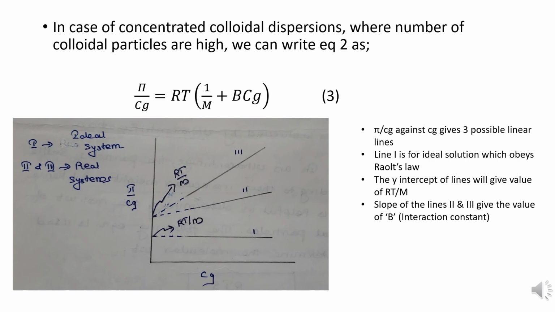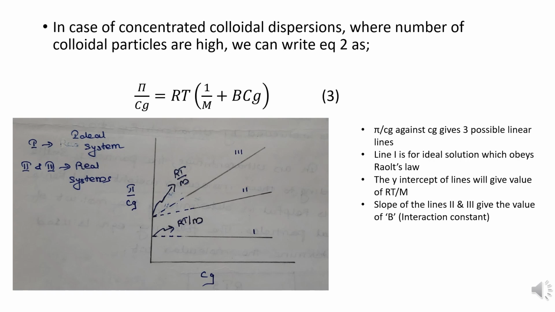Here the y-intercept is RT by M. That means it gives the molecular weight of colloids, where M is the molecular weight. So this y-intercept will give the molecular weight of the colloid. Higher intercept means smaller molecular weight. That is, RT by M is inversely proportional to molecular weight. So higher intercept means smaller molecular weight.